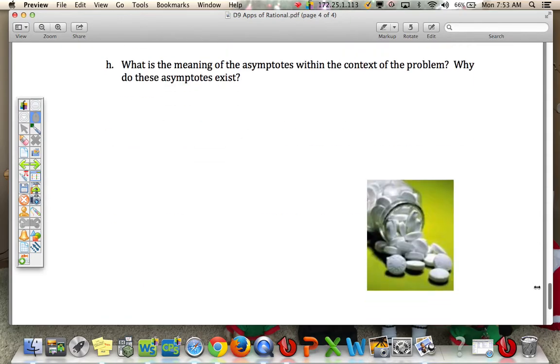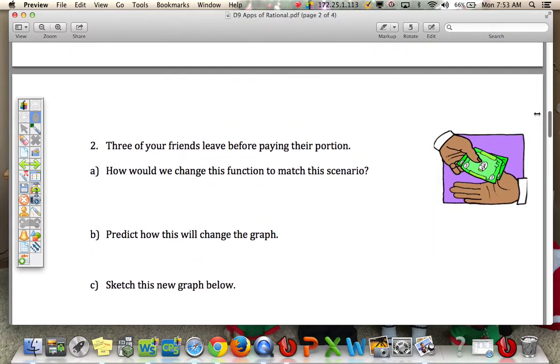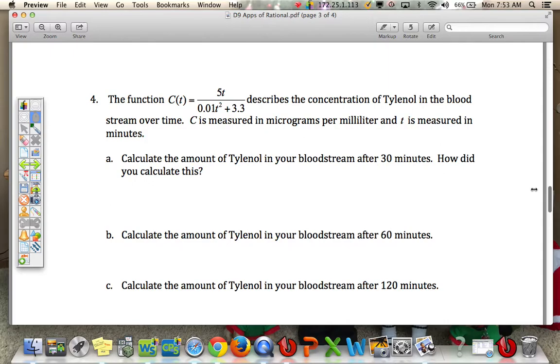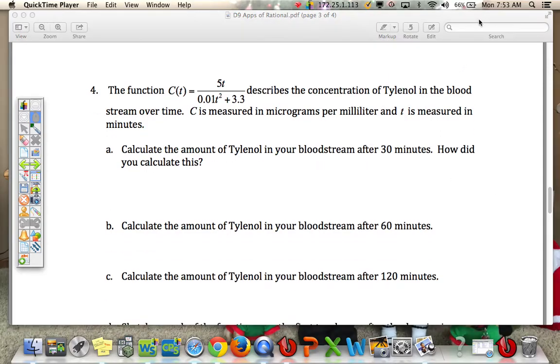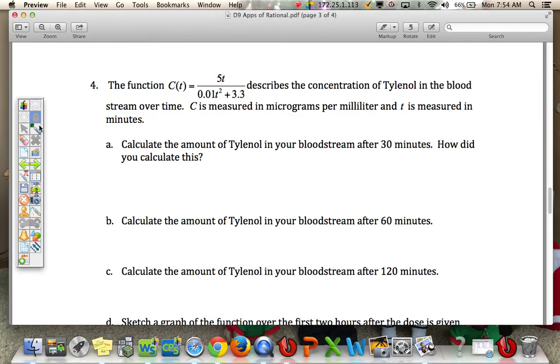Okay, last type of problem is a drug problem here. The function C of t equals 5t over 0.01 t squared plus 3.3 describes the concentration of Tylenol in the bloodstream over time. C is measured in micrograms per milliliter and t is measured in minutes. Calculate the amount of Tylenol in your bloodstream after 30 minutes. How did you calculate this?